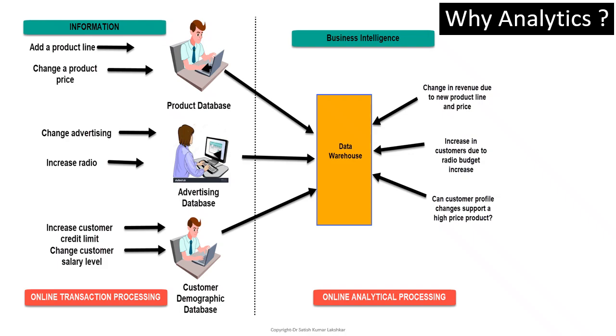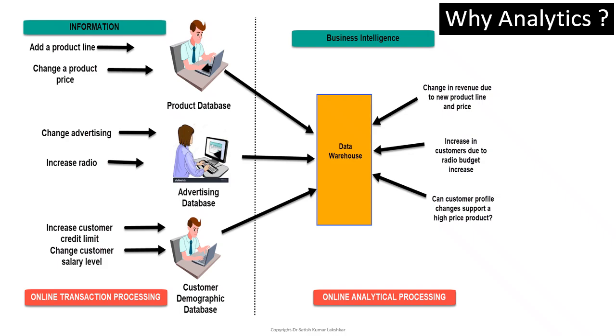Then let us say a company is looking forward to change the advertising pattern. What type of traditional advertising: print, broadcast, outdoor? If we talk about broadcast, let us say they are looking forward to increase the radio advertising. So this is about the advertising database.